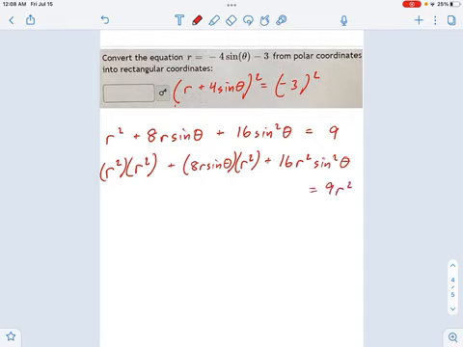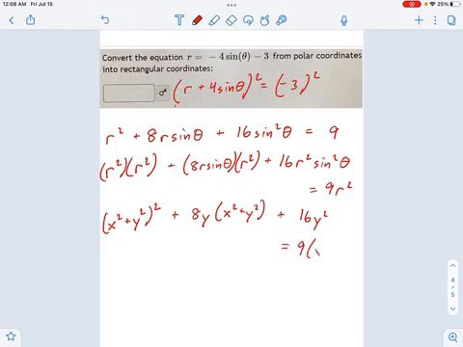Well, now if you examine every single term, these are all things I can deal with. I've got x squared plus y squared times itself. Okay, that's the leftmost one. This one looks like 8y times x squared plus y squared. Okay, that's not too bad. This one over here looks like a 16y squared, and it all equals 9 times x squared plus y squared.